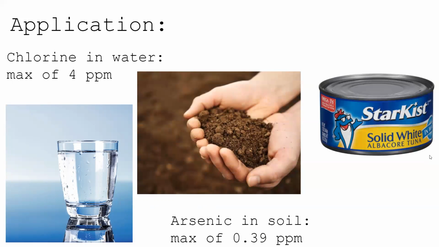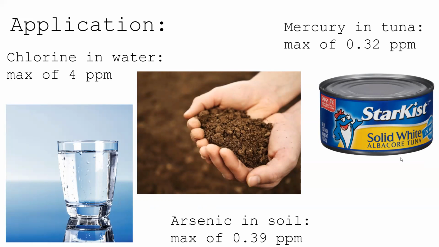Another example is tuna fish. The substance that can get caught up in tuna fish and other marine animals is mercury. Mercury, if it gets in our bodies, is definitely not a good time. But you can have up to 0.32 parts per million of mercury, and you should be okay.